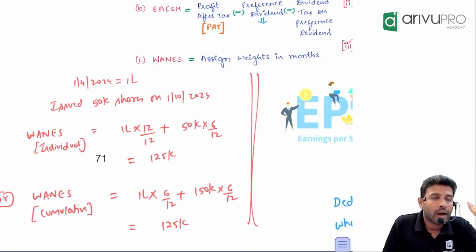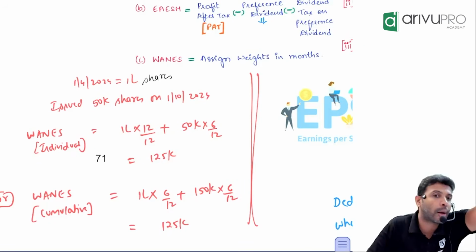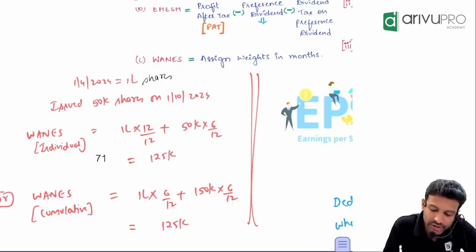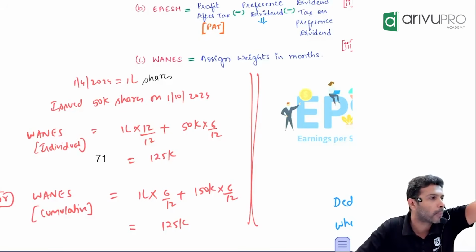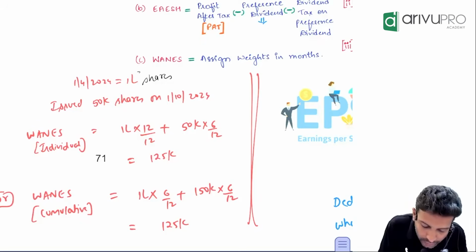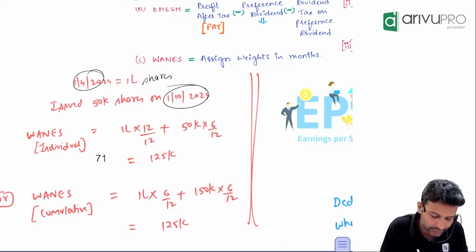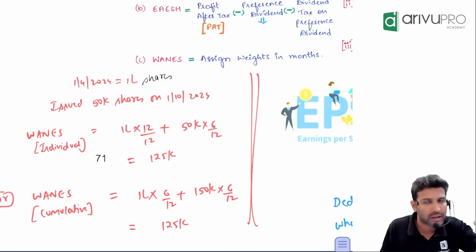Let's say on 1st April 2024, company has 1 lakh shares. Again, 50,000 shares were issued on 1st October. So two times in the current year, shares are issued: one on 1st April, another on 1st October. Now can we take 1,50,000 shares for EPS calculation, or assign weights? Assign weights. Any odd dates, or perfect dates? So we'll assign the weights in months. How do we do that?